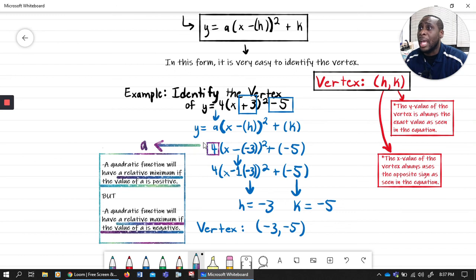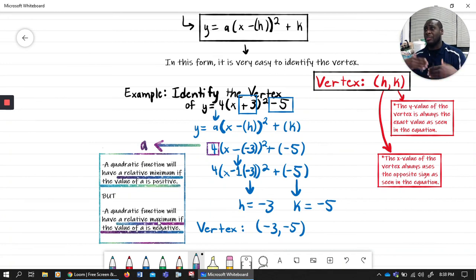So the a value is 4, and what that a value determines is whether or not your parabola is going to open up. Parabolas are U-shapes. They either open up like this, and if they open upward, that means the value of a is positive. When it opens up like that, there's going to be a minimum value, the point at the bottom of it. So a quadratic function is going to have a relative minimum if the value of a is positive, like it is right now. And then, of course, the opposite is true.